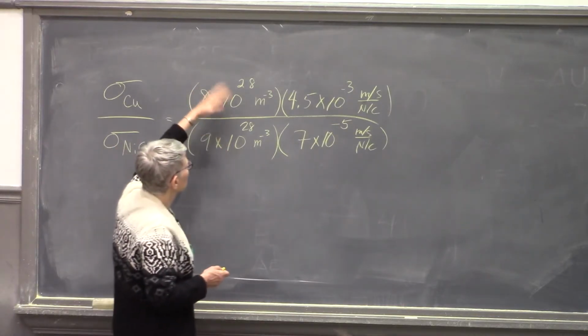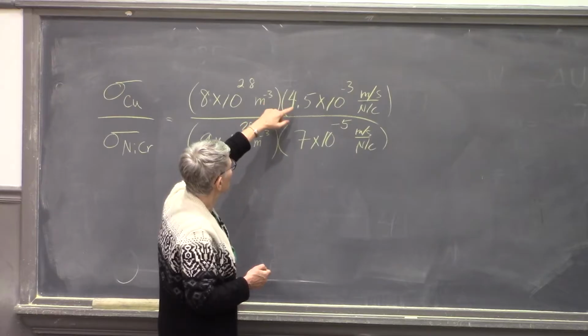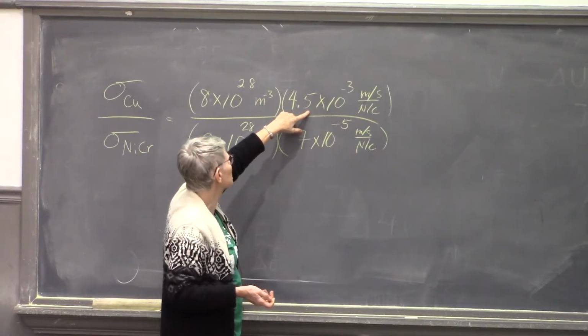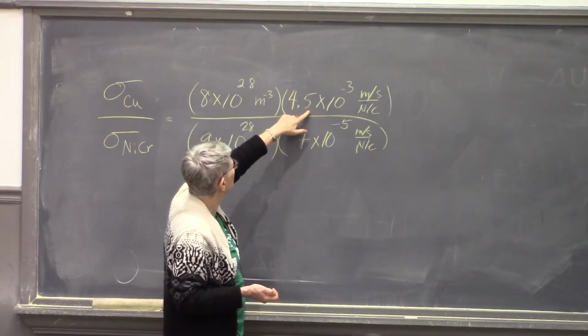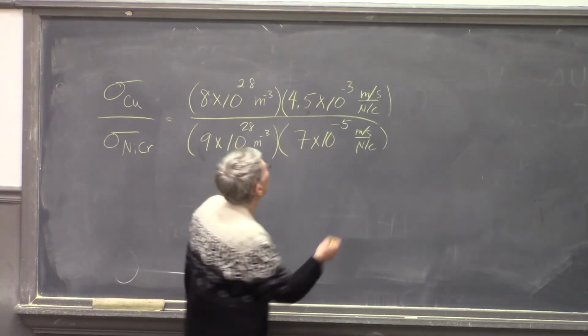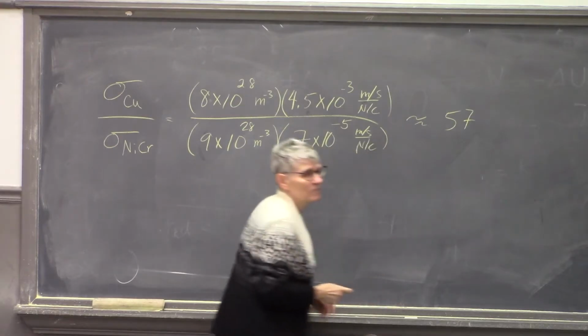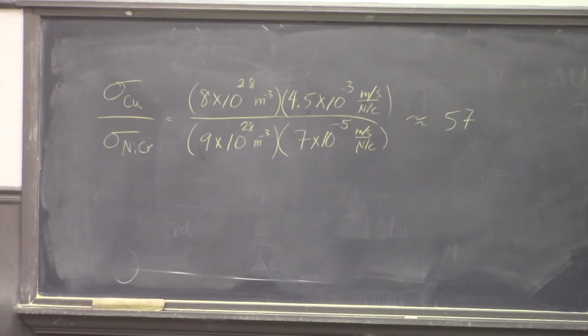Well, this is approximately 1, 7 is approximately 6, 10 to the minus 2 over 10 to the minus 5. So it must be around 57. So copper's about 57 times greater than nichrome. That's what you got? Yeah.